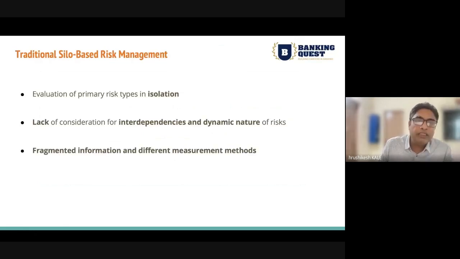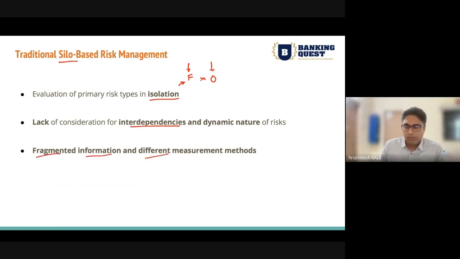Okay. So traditionally it is silo based. Silo based means risk management of finance will be done by the finance team. Risk management of operations will be done by operations teams. And basically it was in isolation. They were not interdependent. So finance used to look after its own risk and they used to fight with operations for the risk.